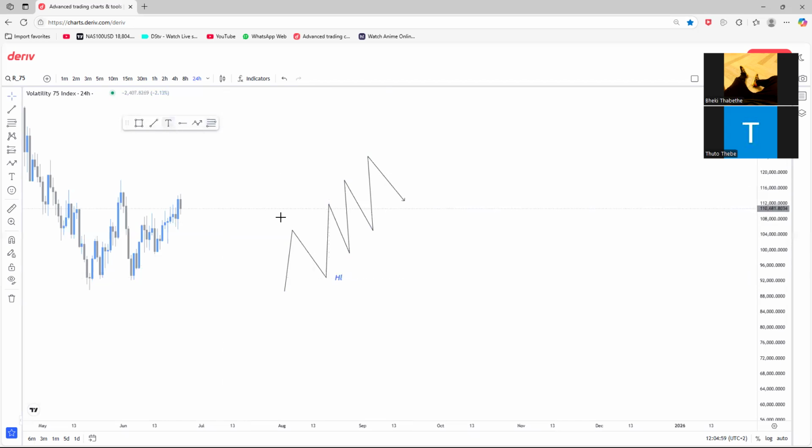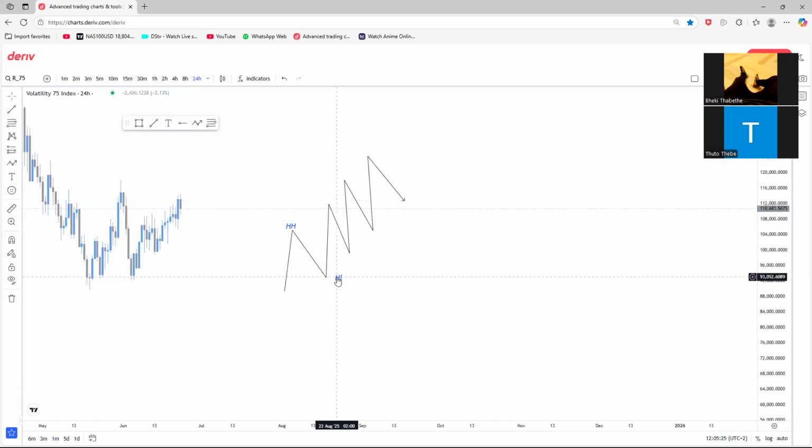Then the top ones are what we call higher highs because one high is higher than the previous one, right? As you can see, this one is higher than that one, and that one is higher than that one. So it's higher than the highest high, right? That's why it's called a higher high, because it's higher than the highest high.